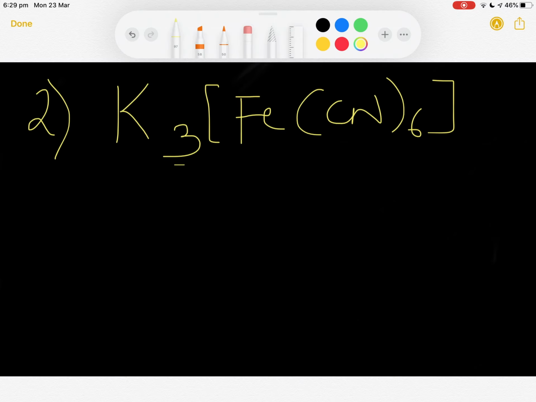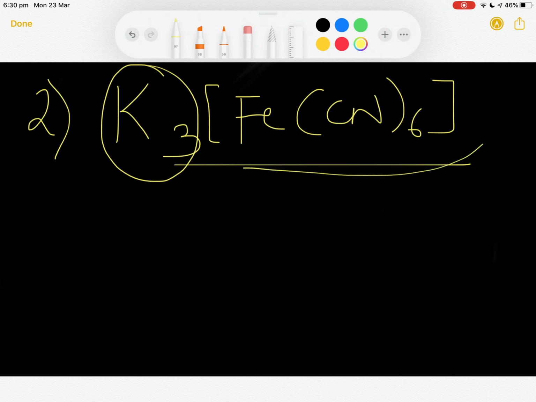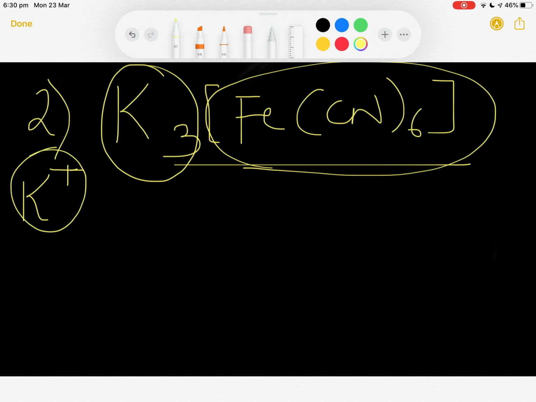Again, if you see this coordination compound, the rule is the same. First write the cation followed by the anion. So yes, potassium is a cation, an ionizable ion, and this entire complex is the anion. So the first thing is to figure out the charge on this complex. Now potassium, K is +1. But how many atoms are there? 3. So that means the total charge on this cation comes as +3. So of course the complex should carry -3.